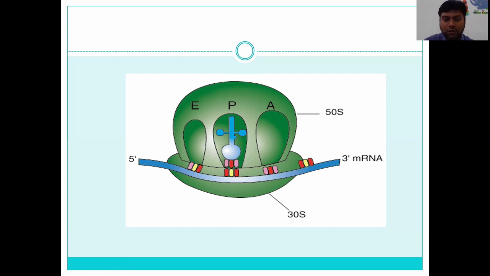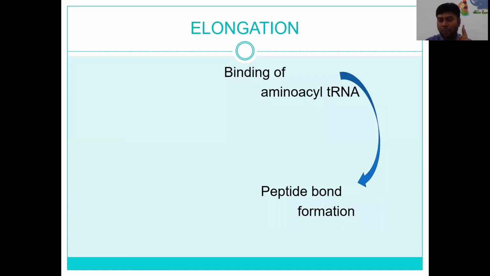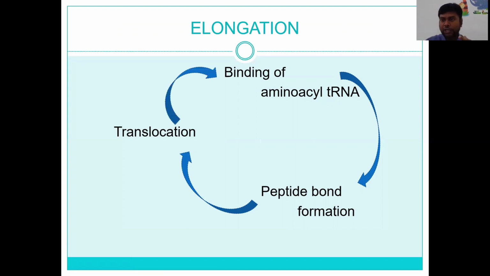Okay, so now we will move on to the next phase, the elongation phase. This elongation phase involves 3 steps, which repeat in a cycle and lead to the elongation of the polypeptide chain. The first step is binding of amino acid tRNA at the A site. The second step is peptide bond formation, and the third step is translocation. These 3 steps result in the addition of 1 amino acid. The cycle will continue, and for every cycle, 1 by 1, an amino acid will be added and the polypeptide chain will be elongated. So this is the overview of the elongation phase.